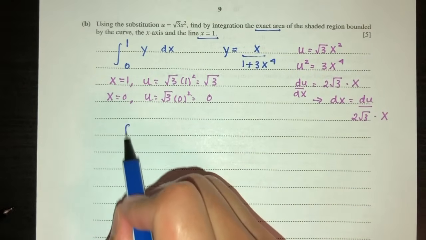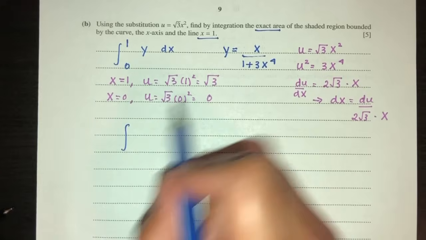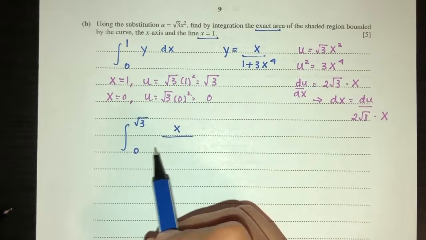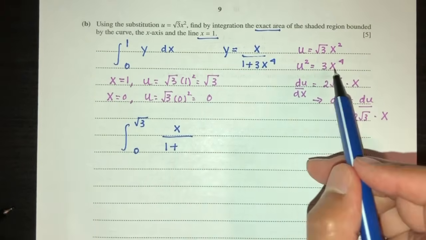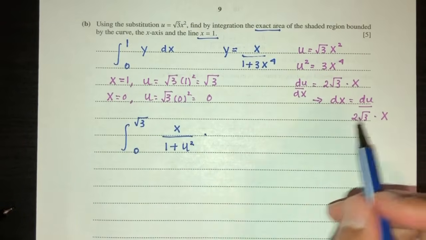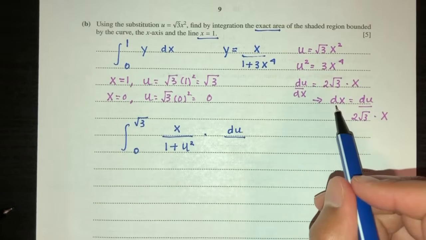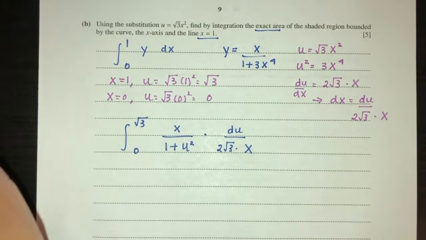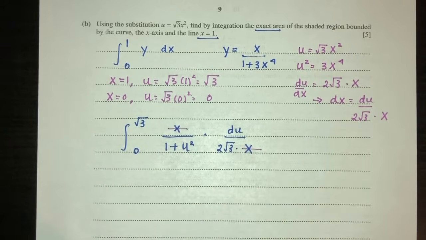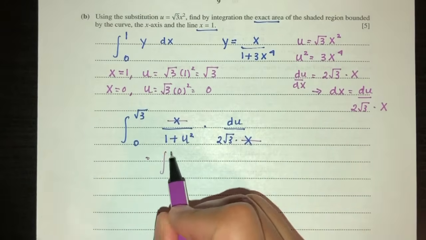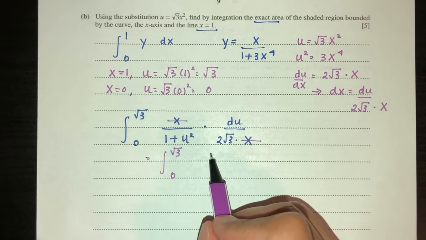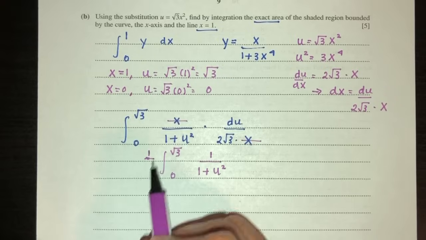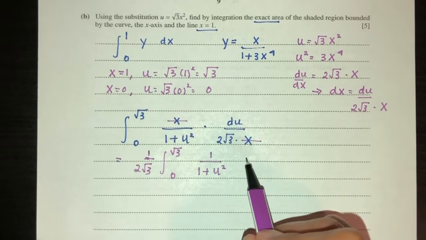So now you have the new integration, which is root of 1 become root 3, that will be 0, and y is x over 1 plus, as you have seen here, 3x power 4 is equal to u squared. And dx here become du over 2 root 3 times x. So now if you observe, x cancel out, you will have integration from 0 to root 3 of 1 divided by 1 plus u squared, and this 1 over 2 root 3 you can take it outside if you want.